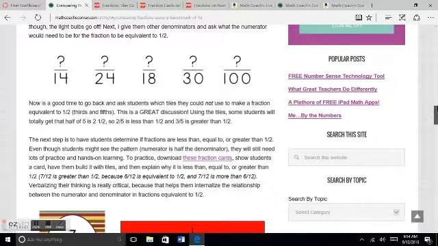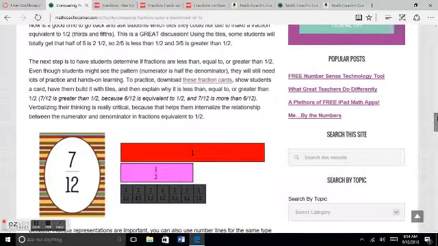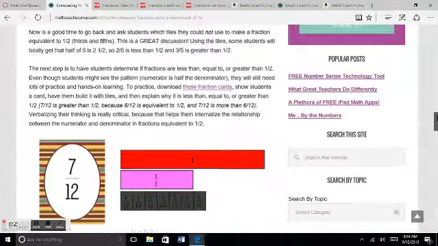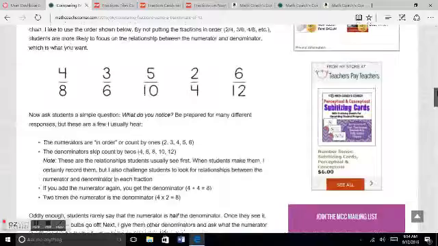The next step is to have students determine if the fractions are less than, equal to, or greater than 1/2. So you're comparing the different sizes of the fractions. This is a really fluency building activity. There's fraction cards that you can print out and use, and these are really neat, and I think they can be used for many other activities as well. You'll have the students use the fraction tiles to build the fraction that's on the fraction card.